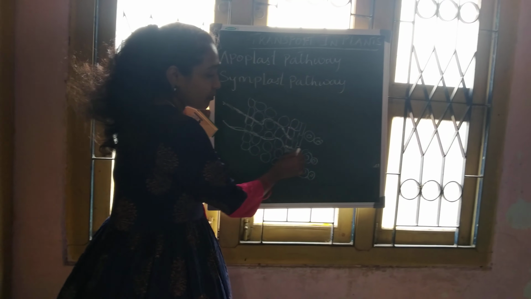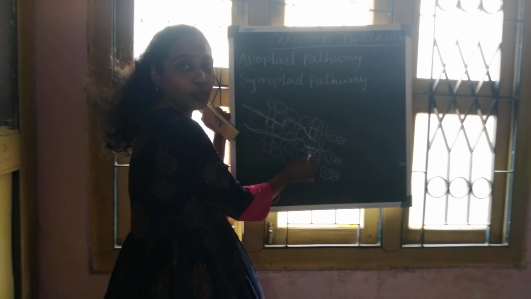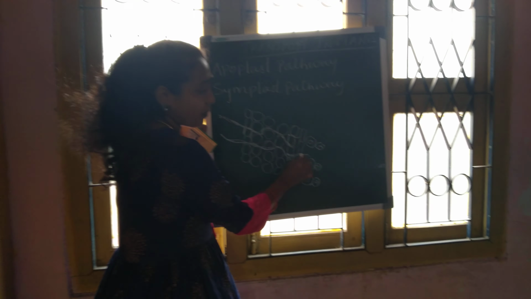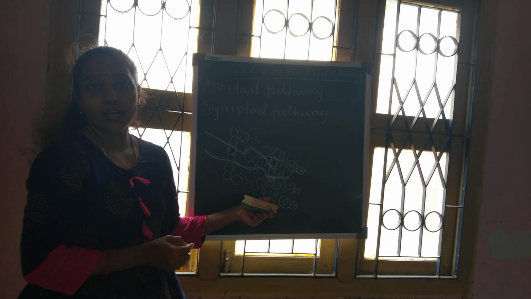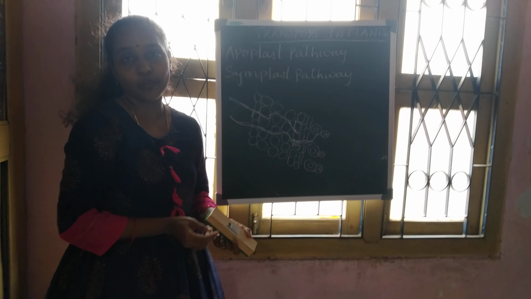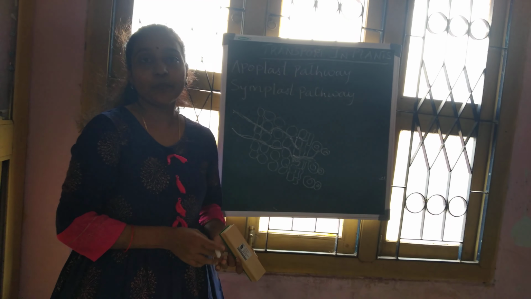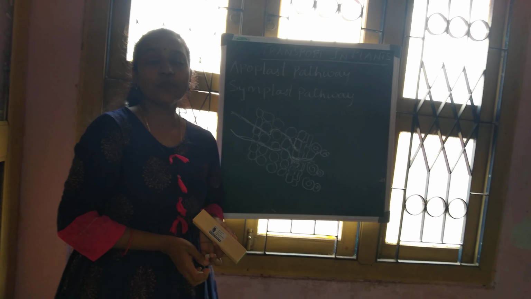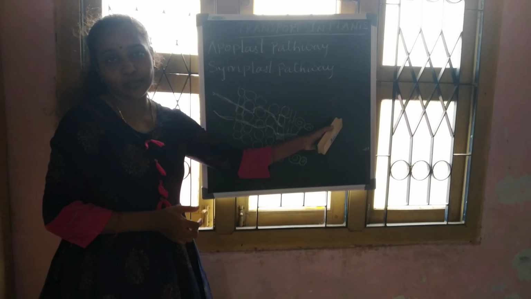After crossing the endodermis, the water once again takes up the apoplast pathway and finally enters into the xylem, where the tracheids and vessels conduct the water to the remaining parts of the plant. So by these two pathways, apoplast and symplast, the water absorbed by the roots is carried to different parts of the plant.